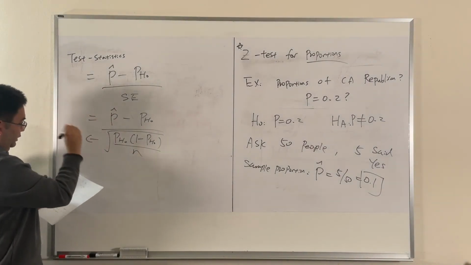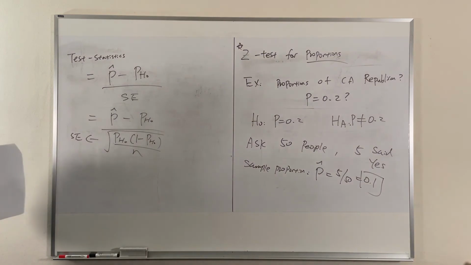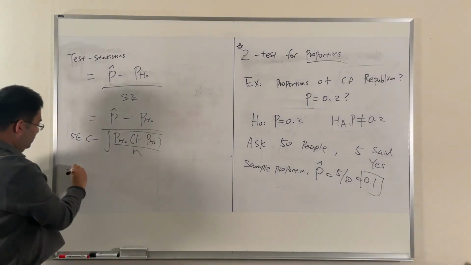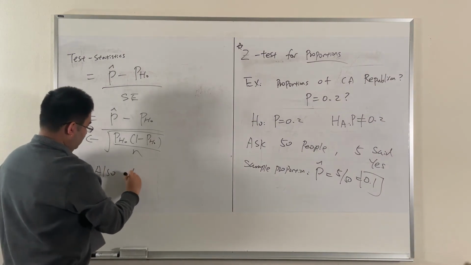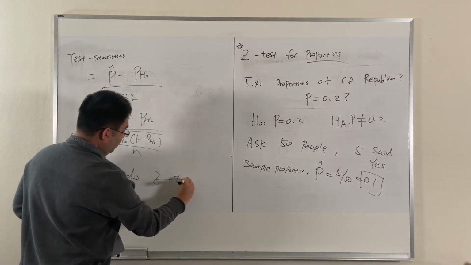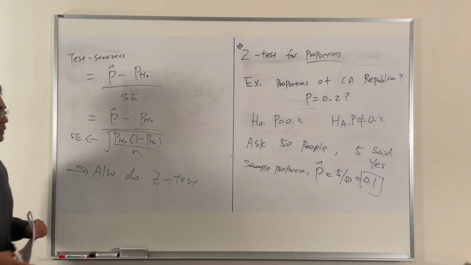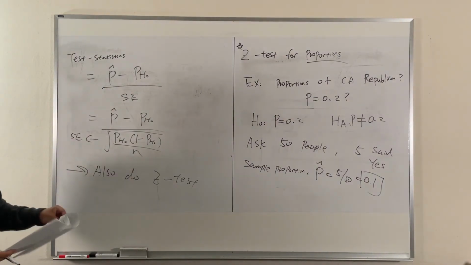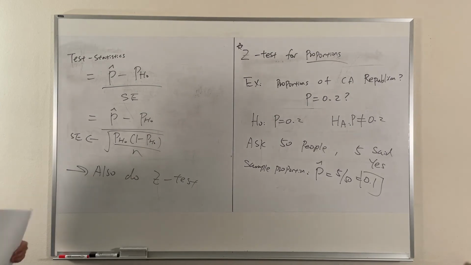Let me write this down here. For proportions testing, we always use the z-test, which means that you always check your z-table for critical values. Perfect, that's good. So let's do the test.